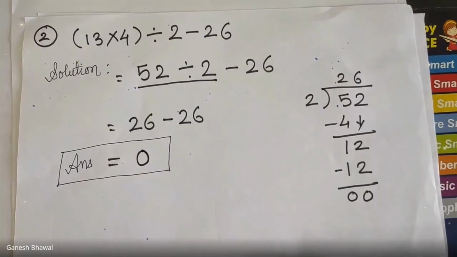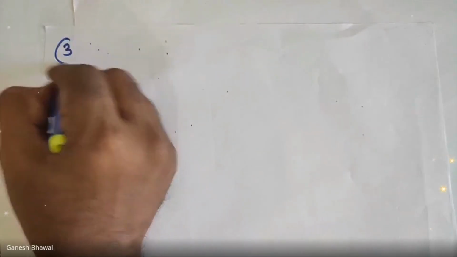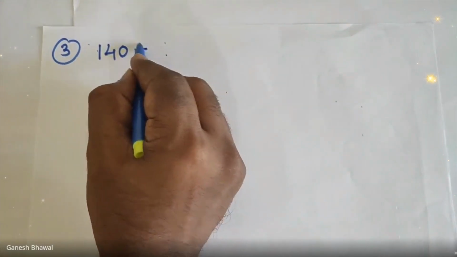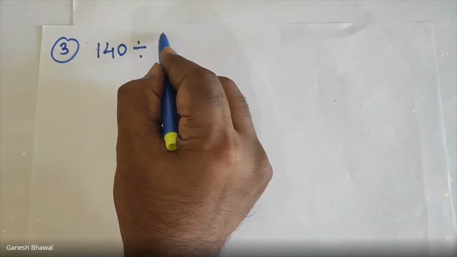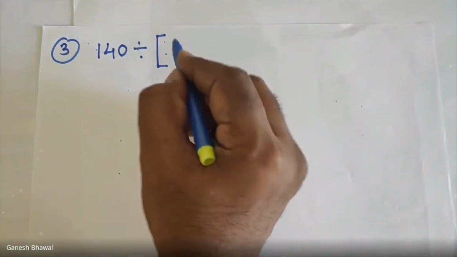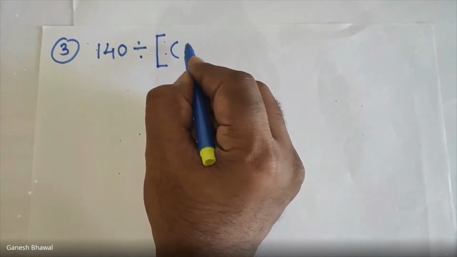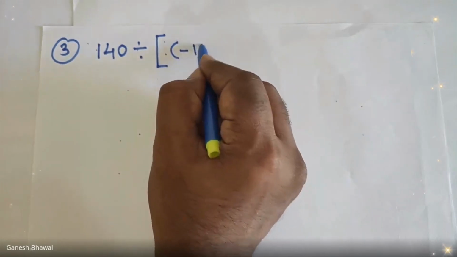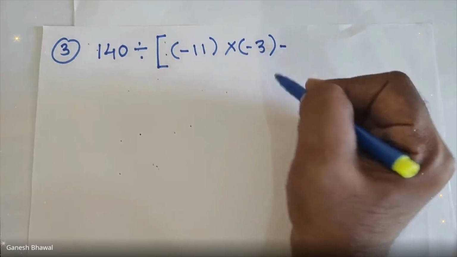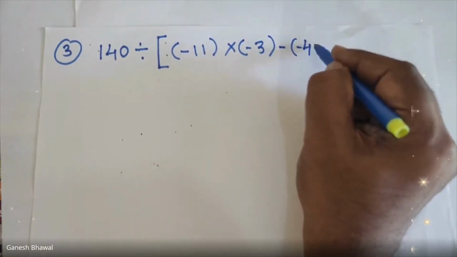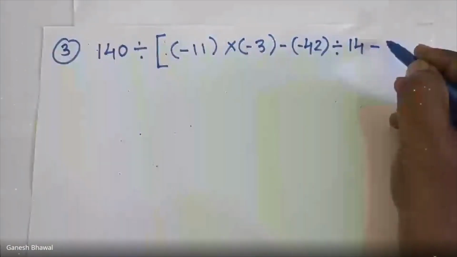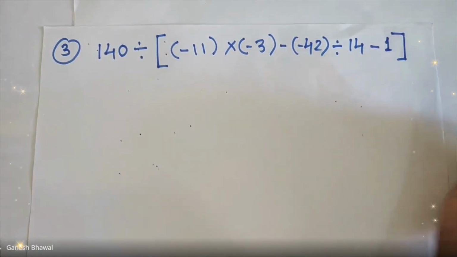Now we'll write the third sum. Number 3, 140 divided by, in this sum two types of brackets are there. This bracket is called a square bracket and this bracket is a simple bracket. Minus 11 multiplied by negative 3 minus negative 42 divided by 14 minus 1, bracket close.